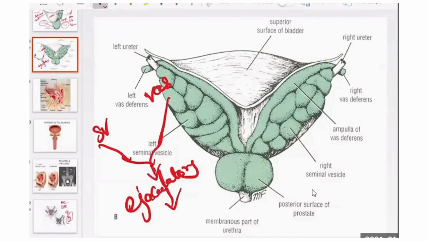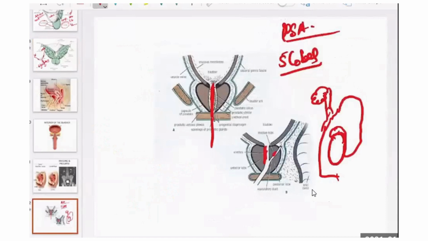You can see on the lower picture, there are 2 openings. The above opening is for the ureter. The oblique opening is for the ejaculatory duct. So how many lobes for prostate? 5 lobes. What opens on the prostate? One is the ejaculatory duct. The other one is the prostatic urethra.